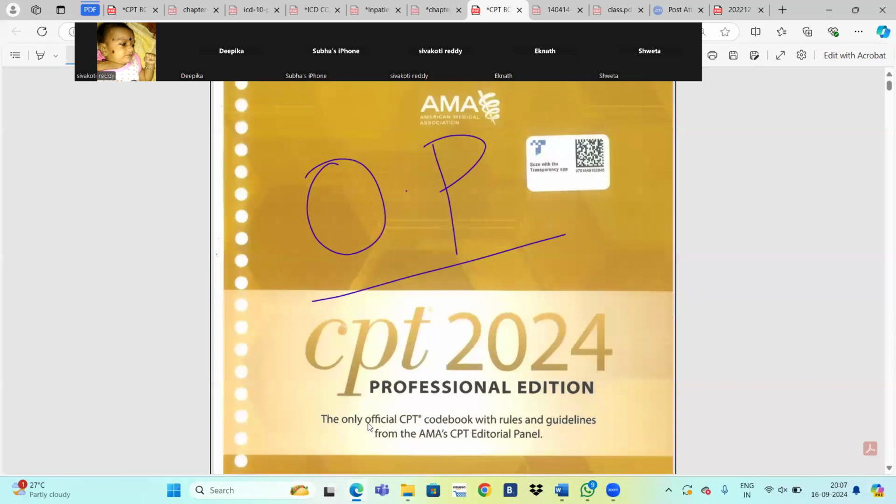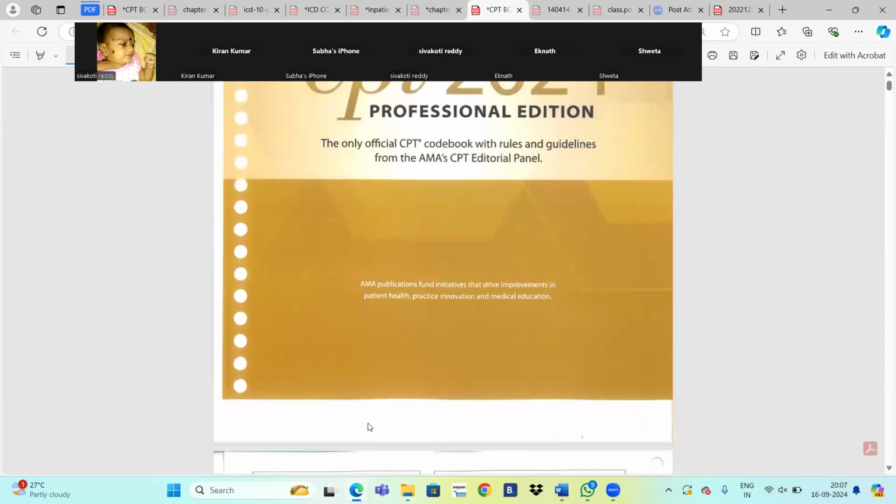What is the meaning of outpatient? The patient leaves the hospital, discharged within 24 hours, and is called an outpatient. Who stays in the hospital more than 24 hours, we call inpatients. If the procedure is performed in an outpatient setting, you can go with CPT coding. This is the CPT book.